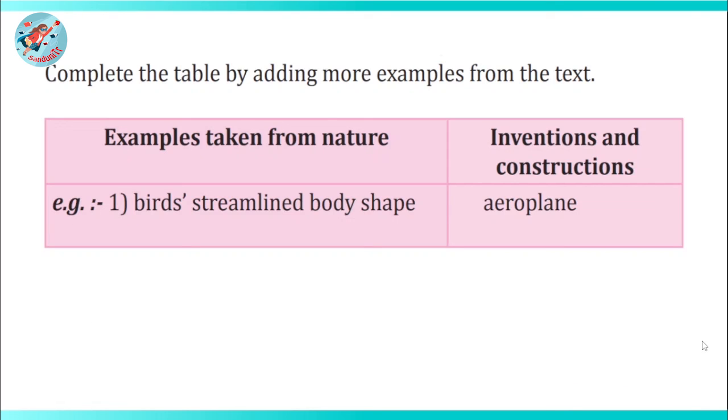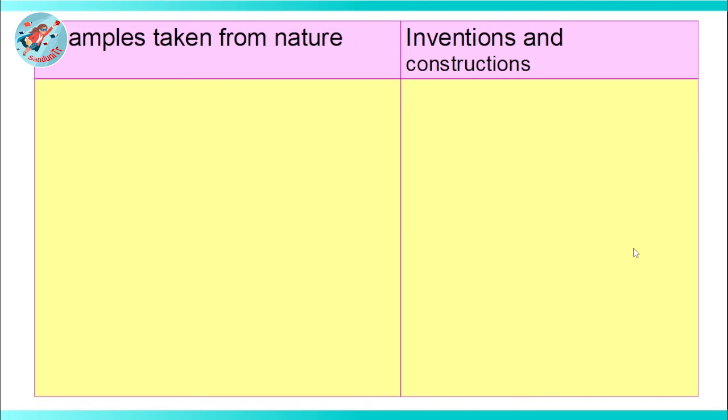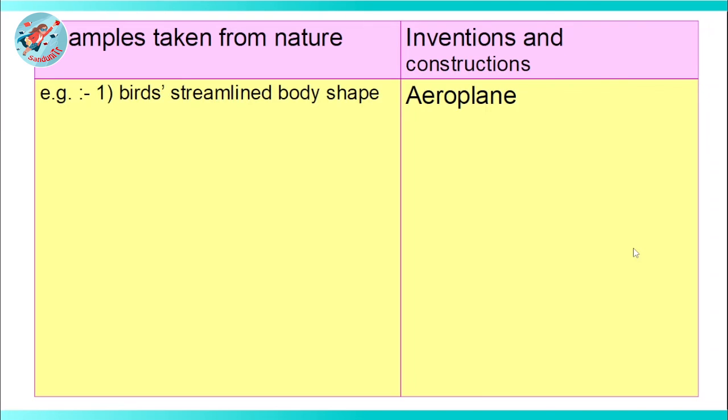Okay children, now we have to do this task. Complete the table by adding more examples from the text. Example number 1. Bird's streamlined body shape. It has inspired to make aeroplane. කුරුල්ලන්ගේ සුපරියාමී ශාරීරික හැඩය යූස් කරලා aeroplane හදලා තියෙනවා. ඒ විදිහට ඔයාලා තවදුරටත් examples හොයලා ලියන්න මේ text දෙක use කරලා. So now draw this table and start writing your answers. After you write all the answers, play the video. I'll discuss the answers with you.